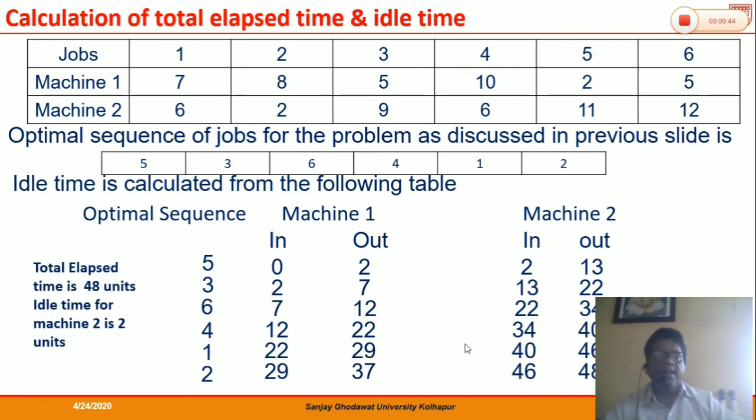So once we finish all 6 jobs, the total time required is 48 units. You will find machine 2 has to wait. All other times the jobs have to wait, but machine 2 has to wait initially for 2 units, and that is the only idle time for machine 2. So this is how we do the calculation of the elapsed time as well as the idle time.